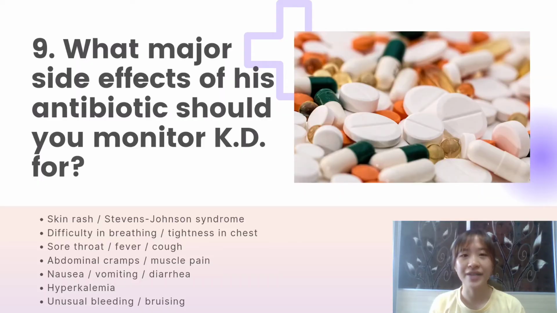The major side effects that KD should be monitored for include skin rash or Stevens-Johnson syndrome, difficulty in breathing or tightness in chest, sore throat, fever or cough, abdominal cramp or muscle pain, nausea, vomiting or diarrhea, hyperkalemia, and unusual bleeding or bruising. These symptoms may indicate the presence of a severe adverse reaction in KD, and it may lead to fatality.